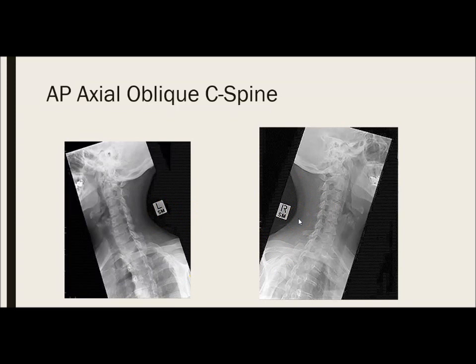So we want to make sure whenever we put our markers on, see how the shoulder is touching the image receptor, we put a right on it. The left shoulder is touching the image receptor for this one, so we put a left on it. So whichever side touches, that's the marker that we put on for our obliques.